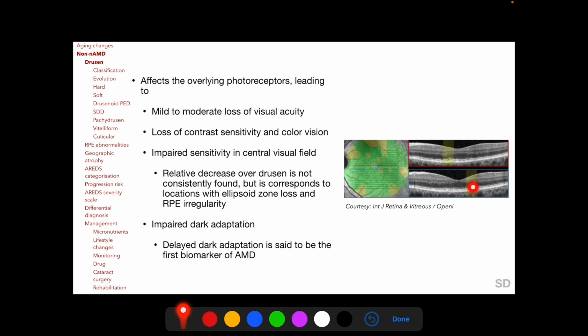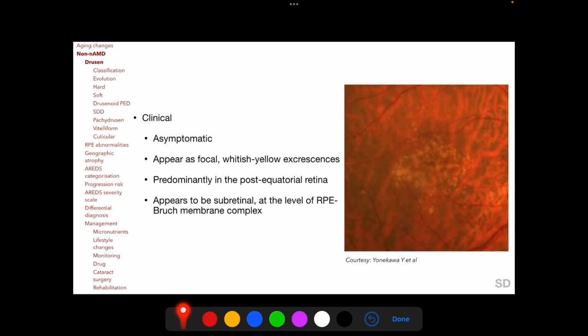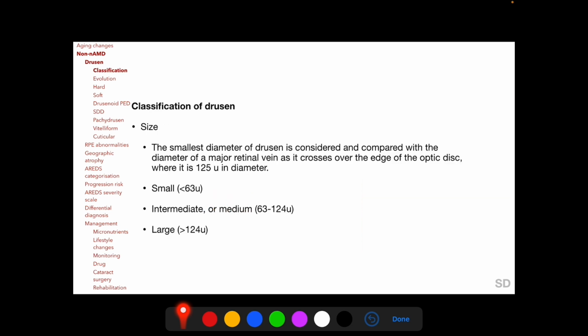RPE irregularity. Patients with drusen are mostly asymptomatic, and drusen appear as focal whitish yellow excrescences as seen here in this photograph, predominantly in the post-equatorial retina within the macula, and these excrescences appear to be subretinal in location at the level of the RPE Bruch membrane complex. Drusen can be classified based on size, border, number, distribution, and color.